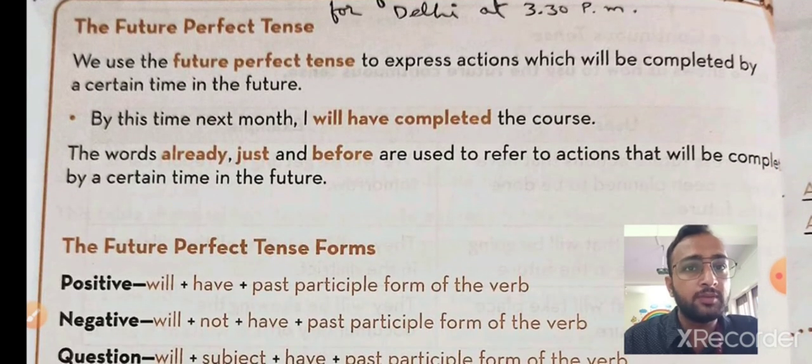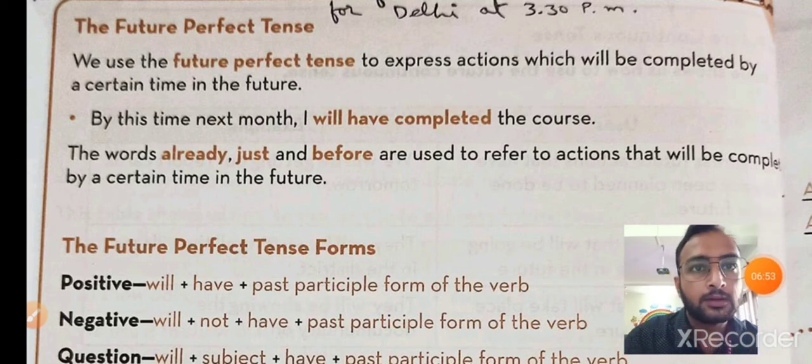So here we move forward to the future perfect tense. We use the future perfect tense to express actions which will be completed by a certain period of time in the future. So here we are seeing that the future perfect tense defines that the expressed action will happen in a certain period of time, and the time is fixed in the future. By this time next month I will have completed the course. So it is a fixed time: by next month he will have completed the course.